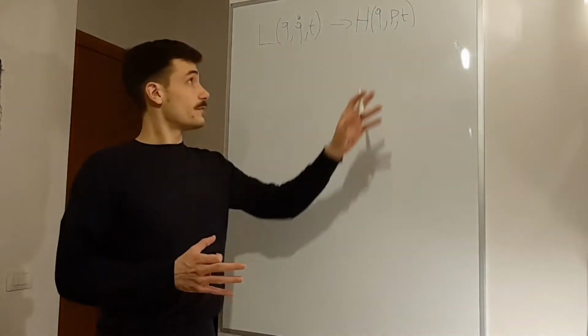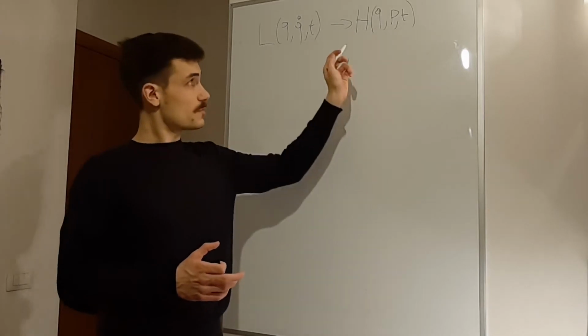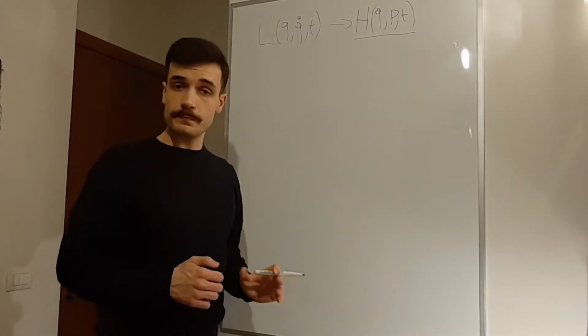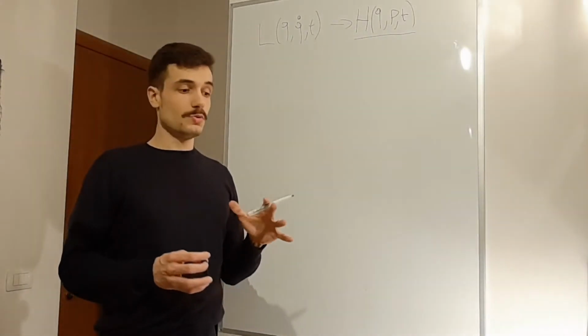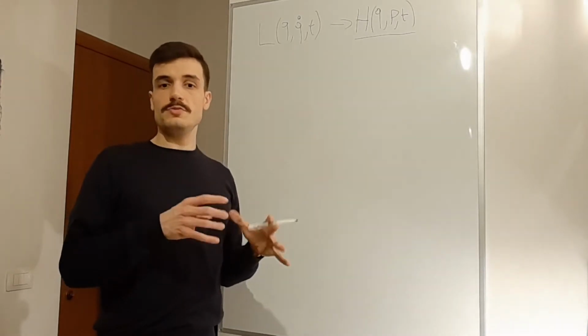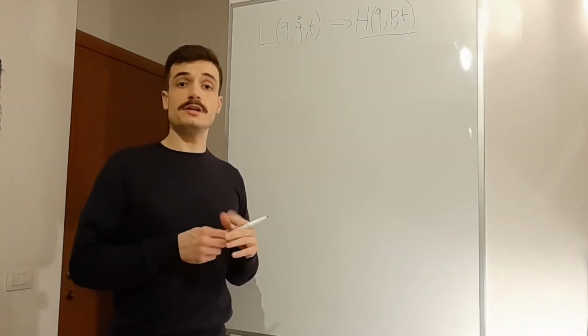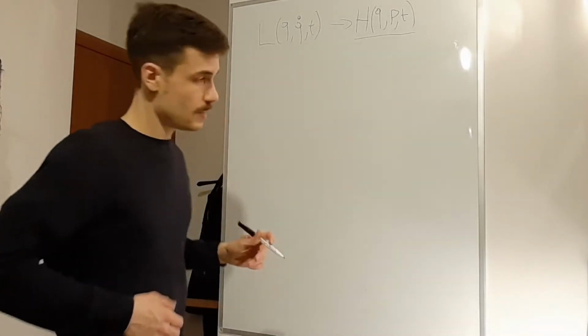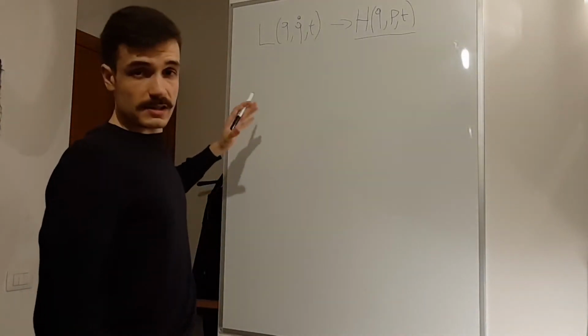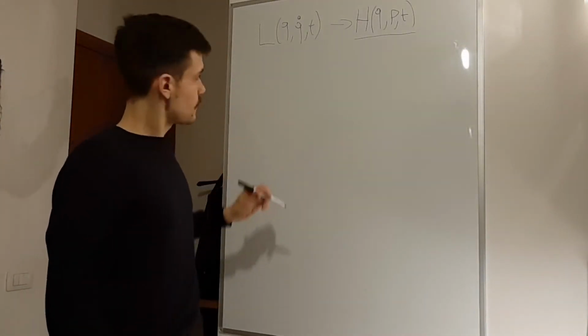In order to get this Hamiltonian, because this new function is called the Hamiltonian, we are going to start from the Lagrangian and do something that mathematically is called a Legendre transformation. It's a fancy name, but it's quite an easy concept.